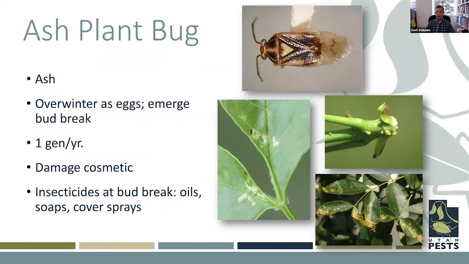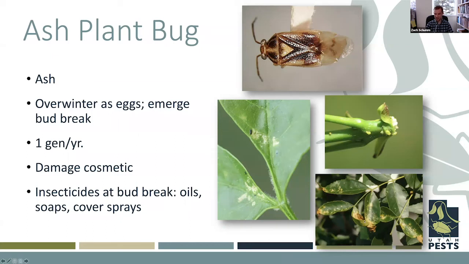So next we'll discuss ash plant bug. These feed primarily on ash. They're going to overwinter as eggs and emerge around bud break. And all the damage from these is cosmetic. They're not really going to cause health issues in the tree, but they can cause the leaves to look like they're dying or dead.